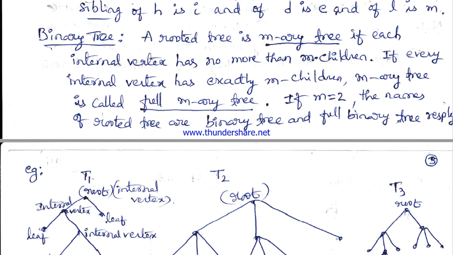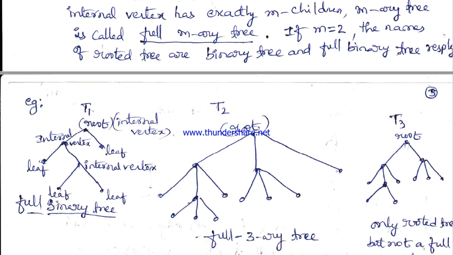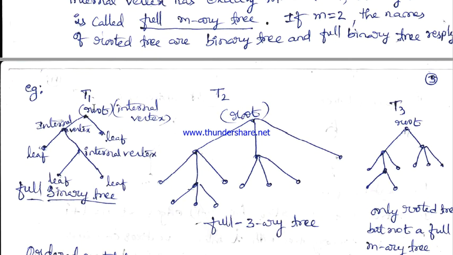So here I have shown you 3 examples. Look at the first tree T1. We can see there are several internal vertices. The root itself is an internal vertex. It has 2 children. The next internal vertex is below that. It has 1 leaf and 1 internal vertex. So along with the root, we have several internal vertices represented in the graph.